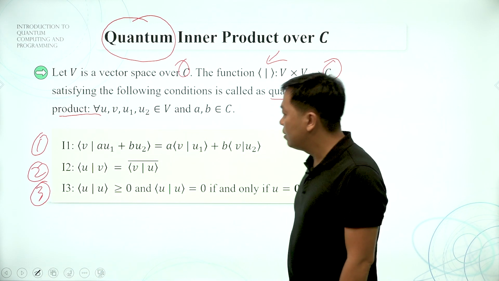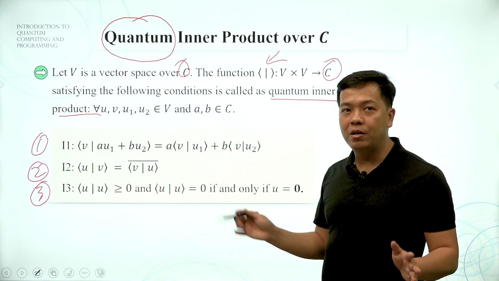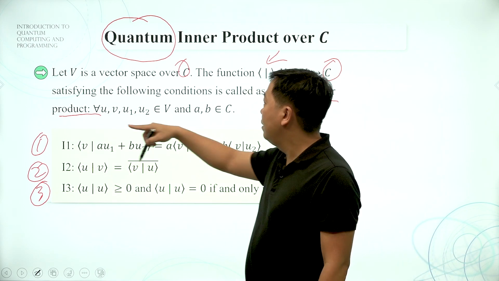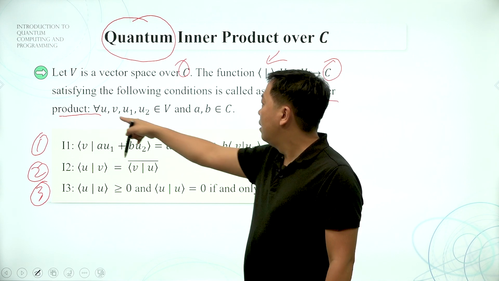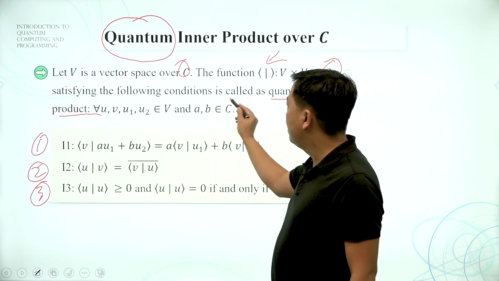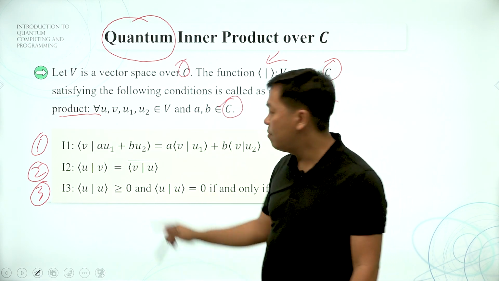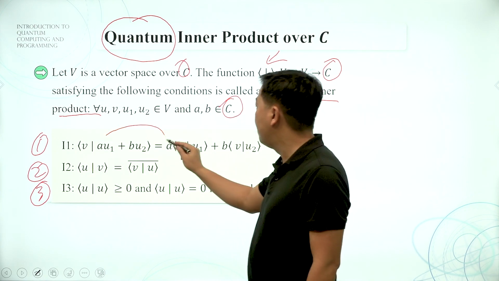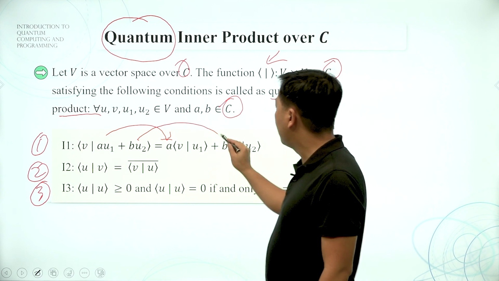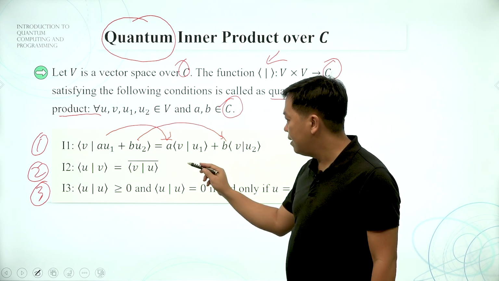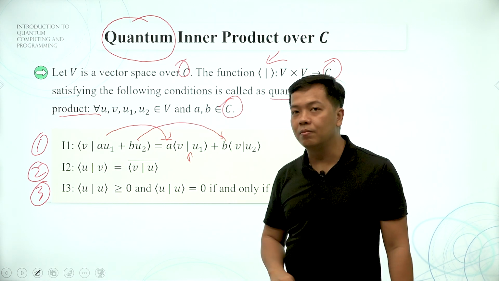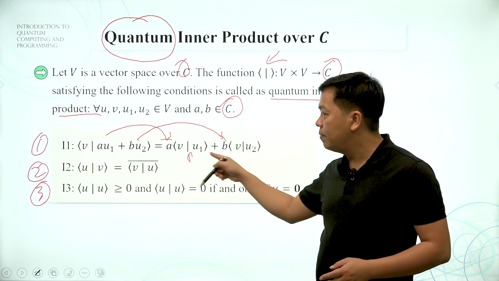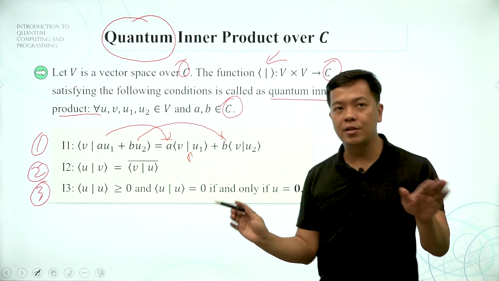The first one is similar to the traditional. When you multiply any vector in the vector space A, B, C by a constant, you can move the constant out, but inside you still keep the quantum inner product. So we can move a constant outside.